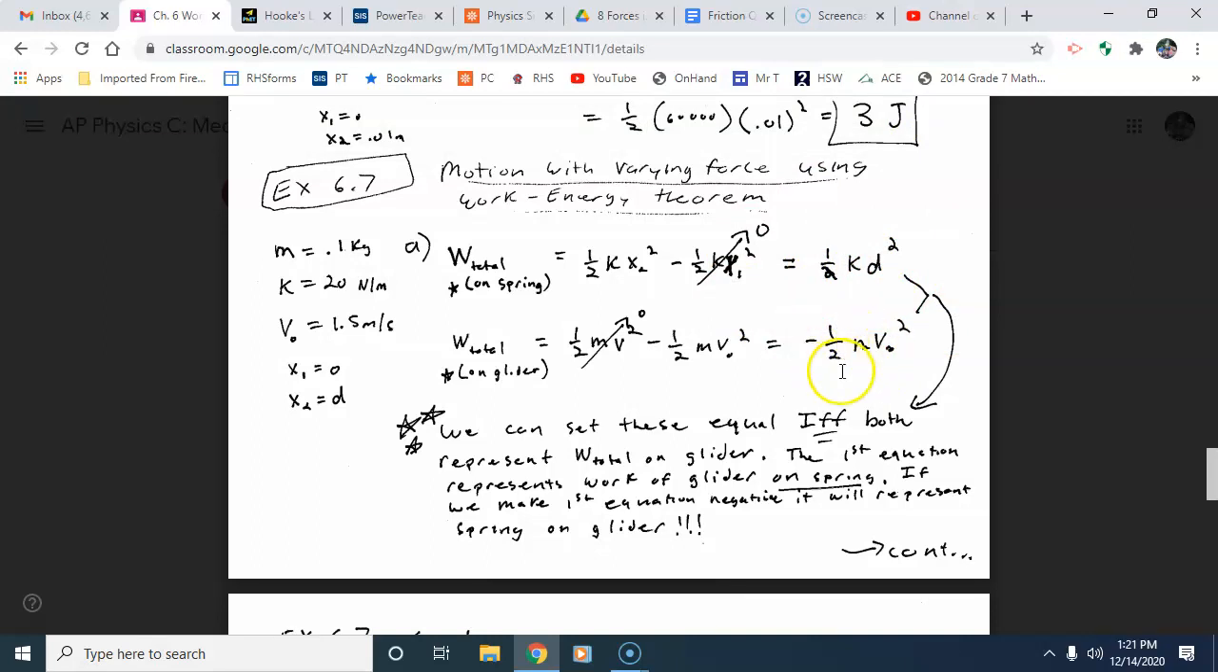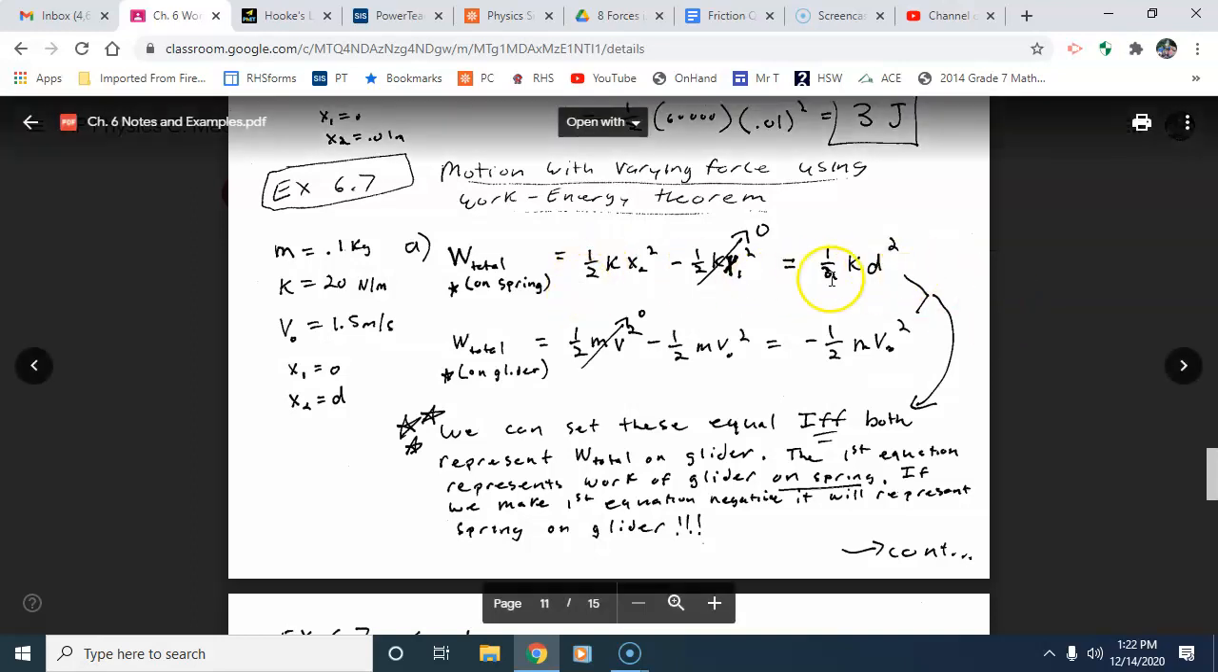And this one means the work total being done on the glider. But remember what I said, that equal and opposite thing. The work total on the spring is equal and opposite to the work being done on the thing attached or pulling on the spring, which is the glider, just in the other direction. So I just need to take it in that other direction, and therefore I could set these two expressions equal. If I make this expression negative, it now becomes the work total of the spring on the glider, not of the glider on the spring.